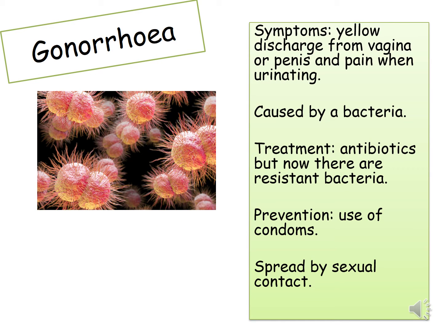Gonorrhea is a sexually transmitted infection. Symptoms include yellow discharge from the vagina or penis and pain when urinating. It's caused by bacteria. Treatment includes antibiotics, but there now are resistant bacteria, so it can be difficult to treat. To prevent gonorrhea, you need to use condoms when having sex, and it is spread by sexual contact.